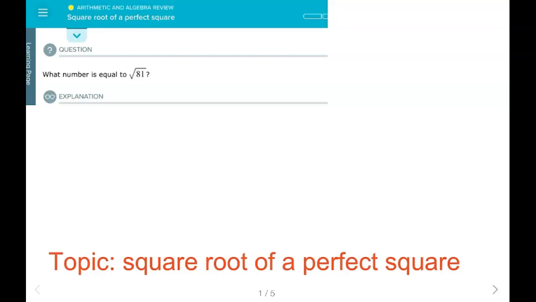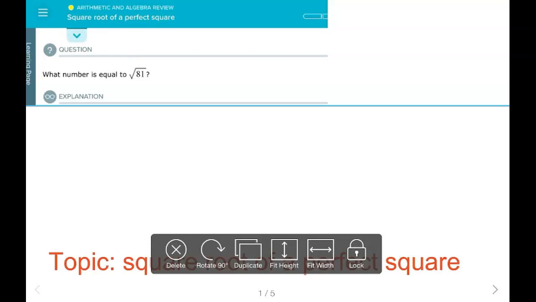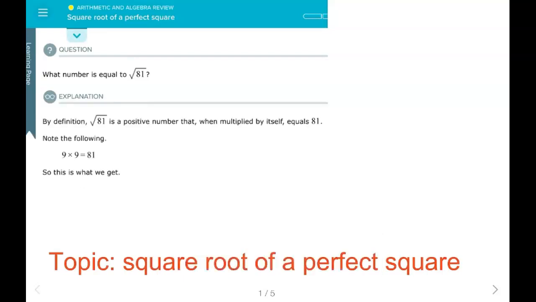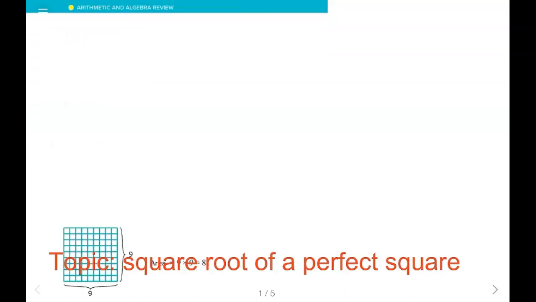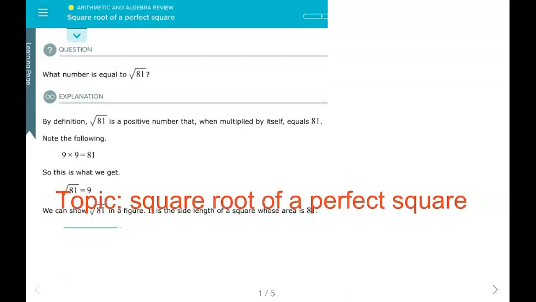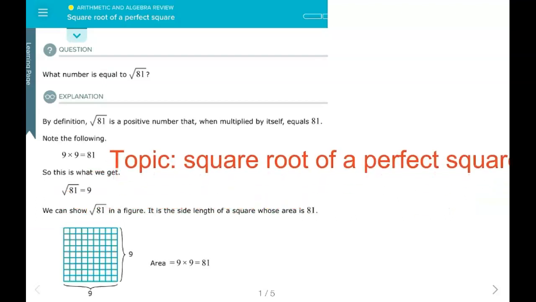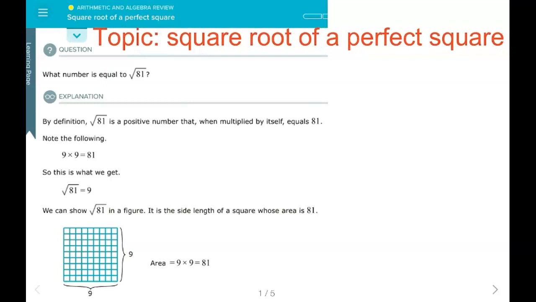Alright, so it says what number is equal to the square root of 81? So one way to think about it is think about a square that has 81 square units in it. And then what would the side length have to be? If we look at a square with 81 square units as the area, then each of the side lengths would have to be 9.